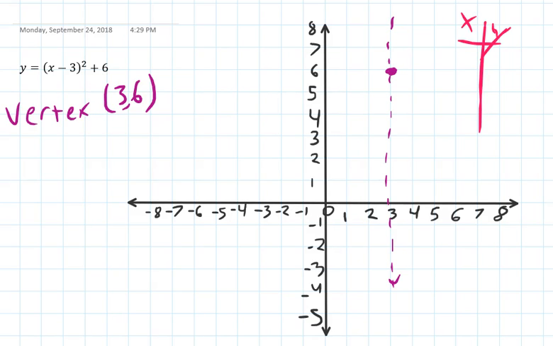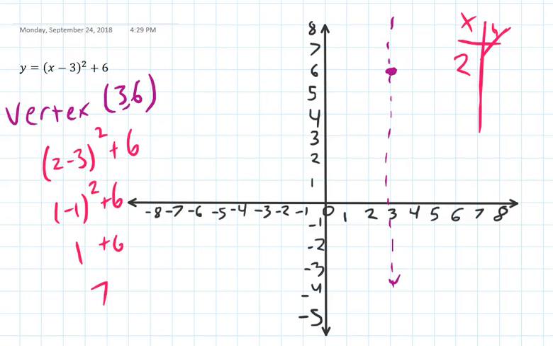If I plug in something near 3, like 2, I get 2 minus 3 squared plus 6. That's negative 1 squared plus 6. 1 plus 6 is 7. 2, 7 is going to be on my graph. By mirror symmetry, I must have this. It's going to look something like that.